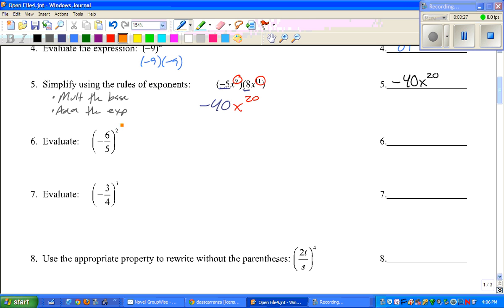Now for number 6, we need to distribute the exponent to everything. Okay. Another way to look at it is this is -6 times -6/5. Okay. So 6 times 6, 36. 5 times 5, 25. And a negative times a negative is a positive.